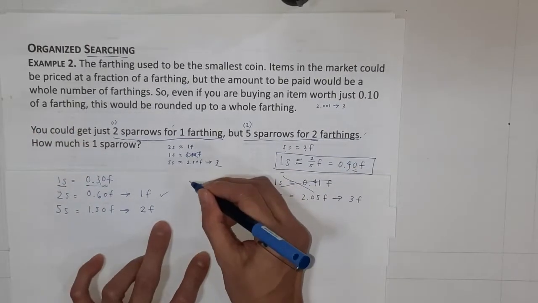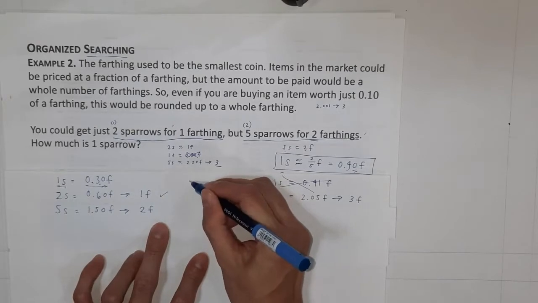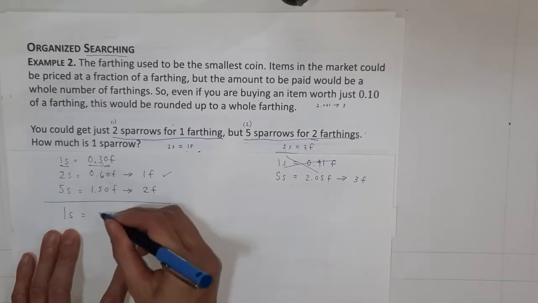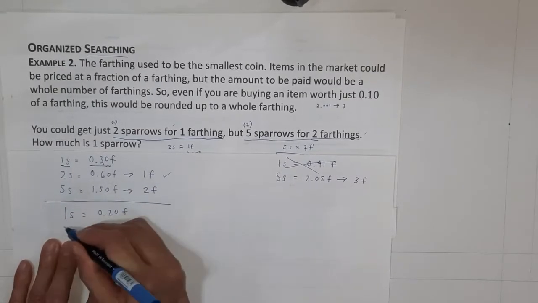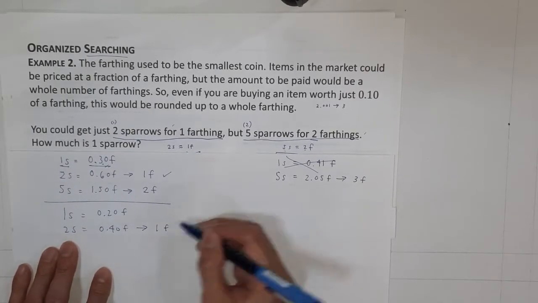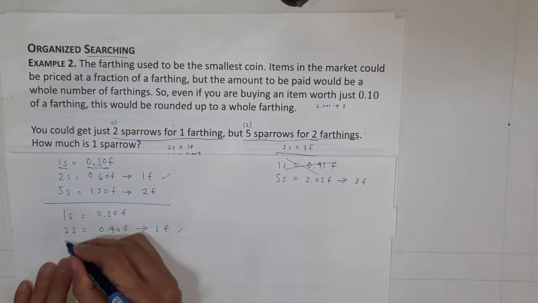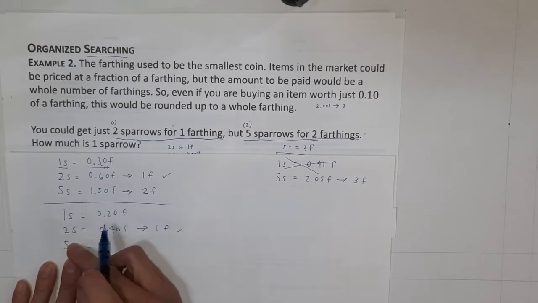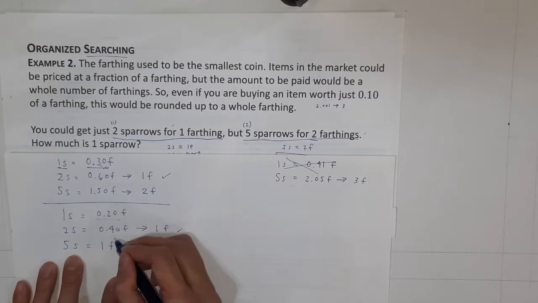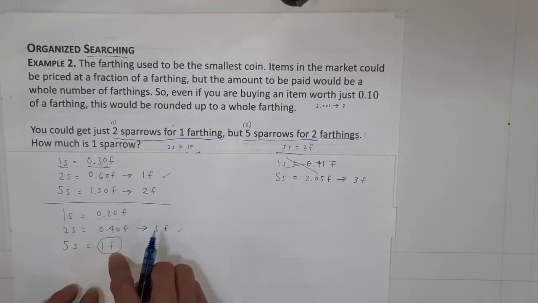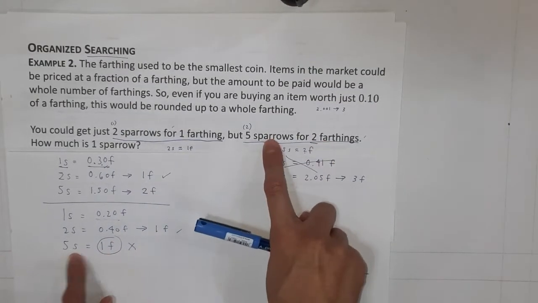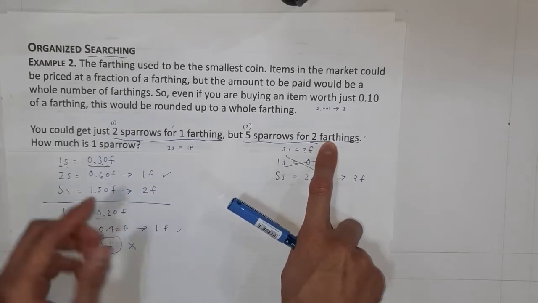I-try natin. Paano kung baba tayo ng 0.1 ulit? Kung ang 1 sparrow ay 0.20, ang dalawang sparrows ay 0.40, we round up, yan ay 1 farthing, so that's consistent with sentence 1. Ang 5 sparrows, i-multiply ito by 5, 0.2 times 5 is 1. And wala nang rounding off na magaganap kasi whole number na yan. It is inconsistent with the second requirement kasi ang 5 sparrows daw ay 2 farthings. So that means 0.2 is too low.